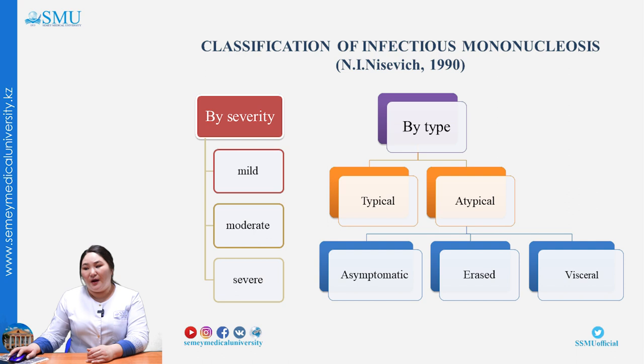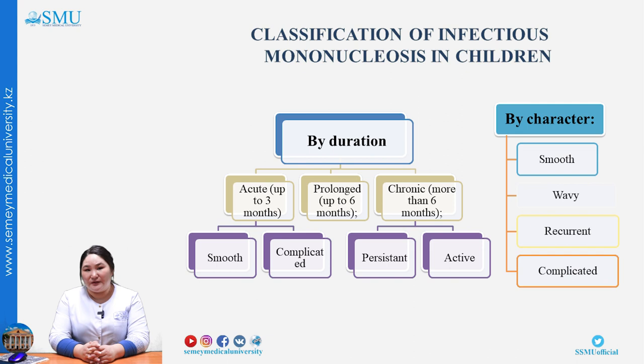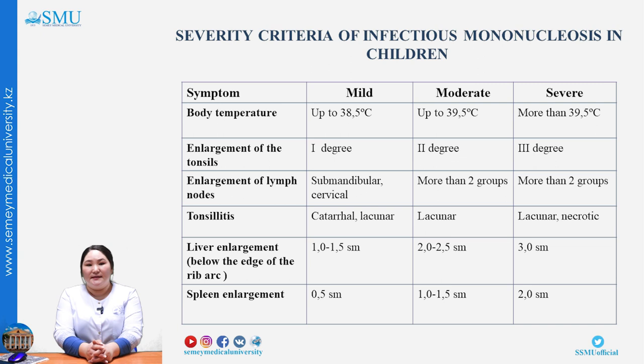What about classification? By severity, it is divided into mild, moderate and severe forms. By type, typical and atypical. Typical forms are the disease with the specific, classical clinical picture. Atypical forms are divided into subclinical, without symptoms, erased form, and visceral forms. Classification by duration is divided into acute form, duration up to 3 months, prolonged form, 3-6 months, and chronic form, more than 6 months. And by character of infection, they are divided into smooth, without complications, and non-smooth, with complications. And by severity, as we already said, divided into mild, moderate and severe forms.